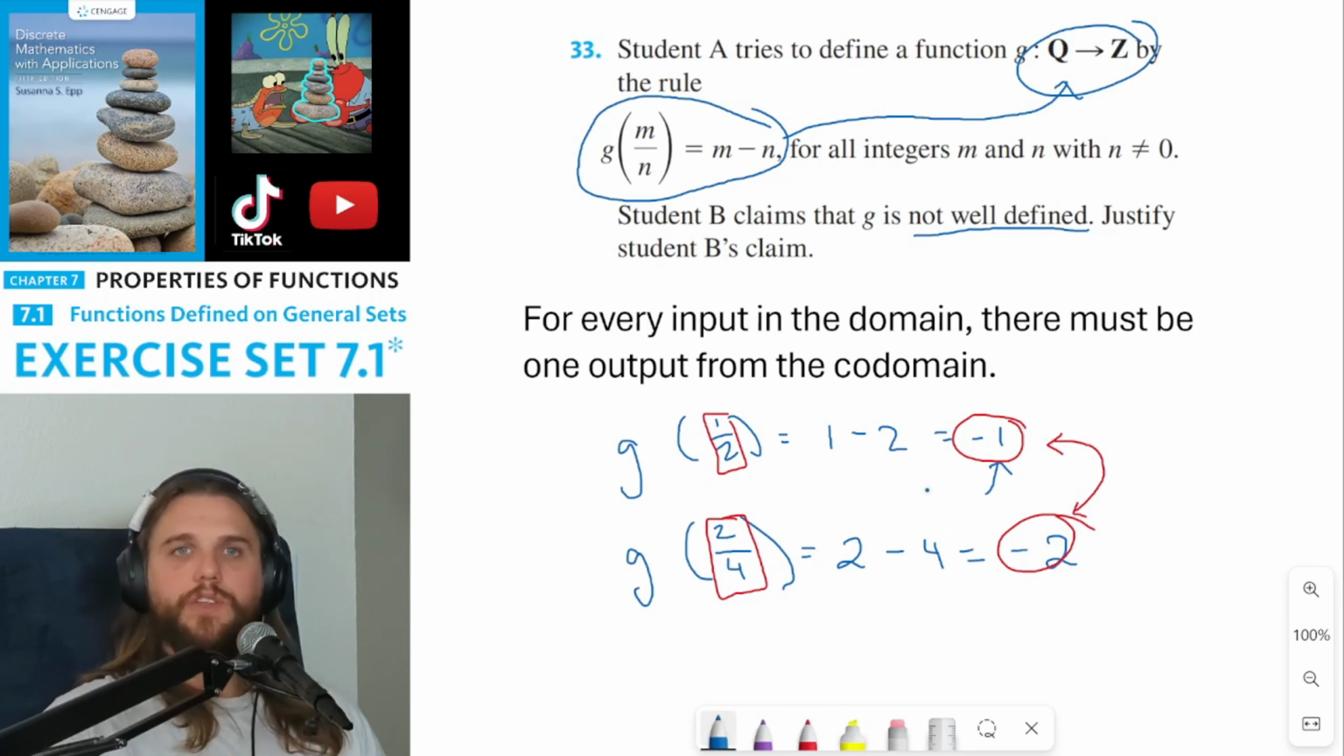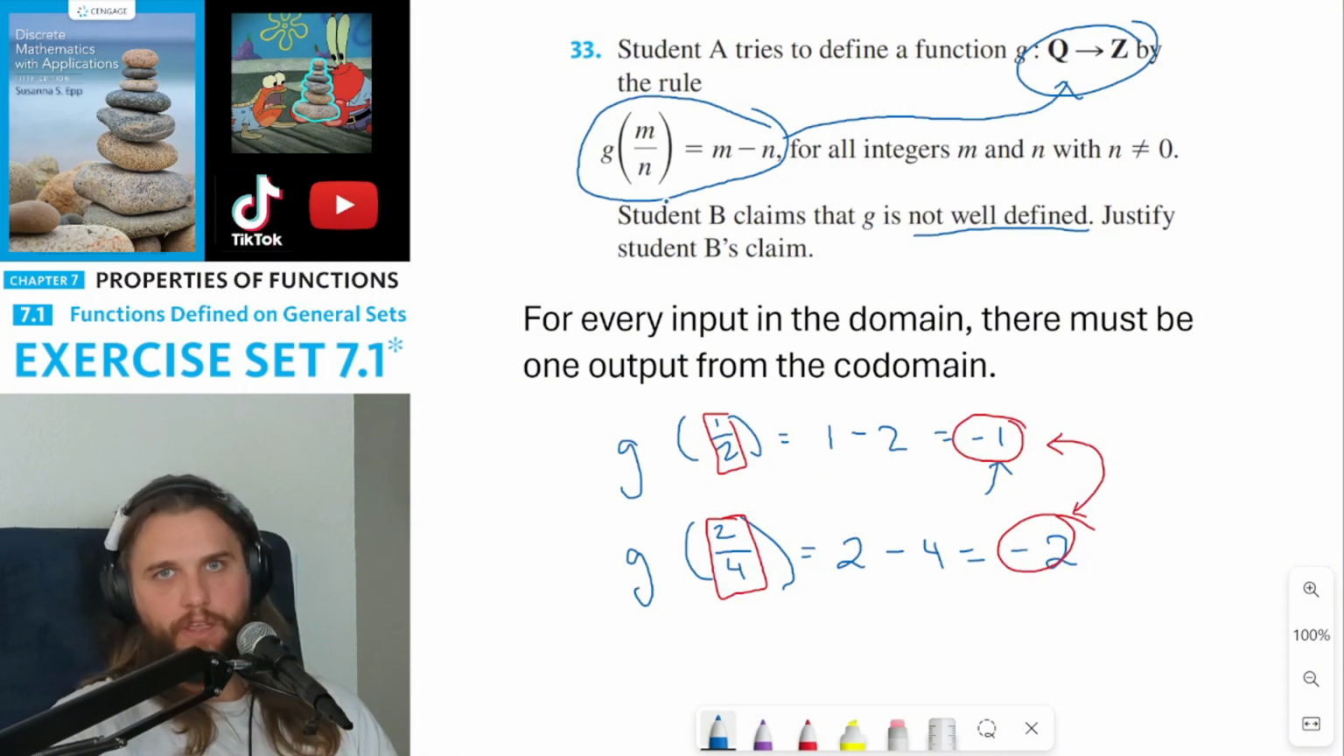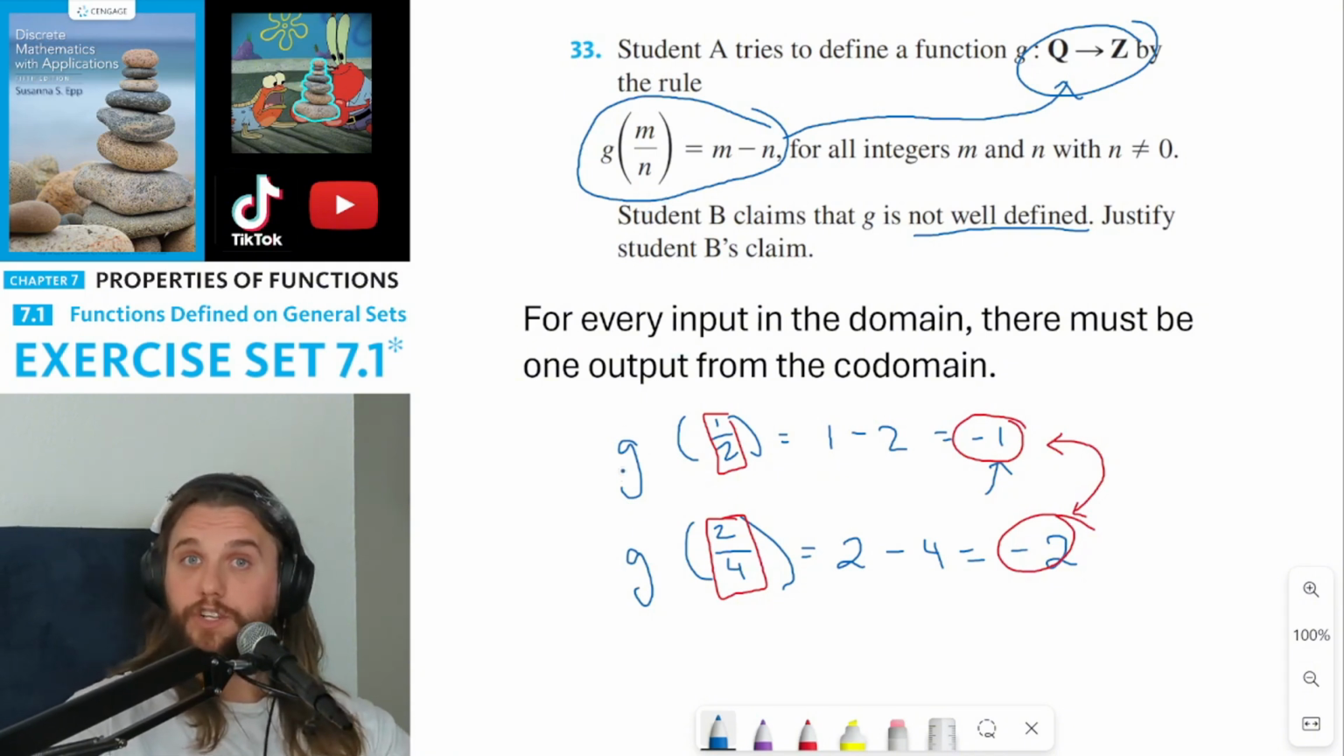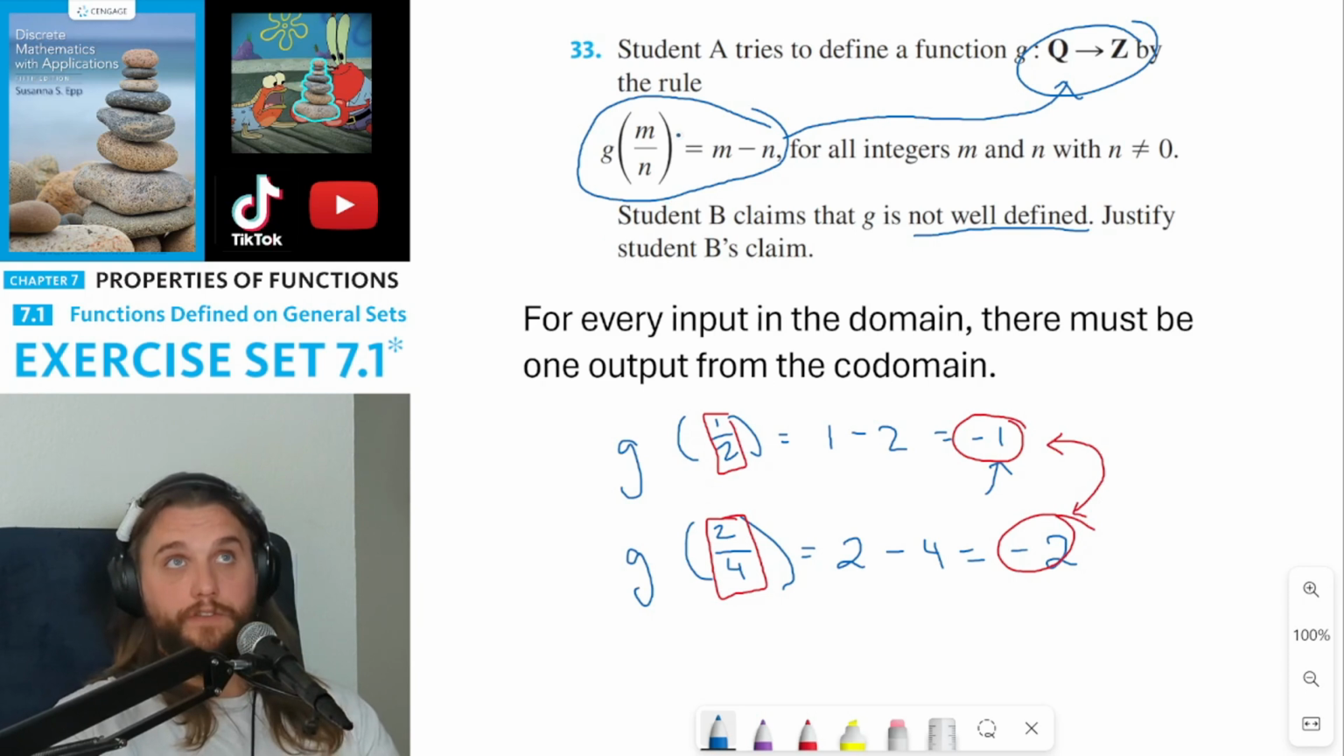And we can really do this with any fraction. You can take any fraction and write it in many different ways. And in order for this function to be well defined, the output has to be the same regardless of the representation of our input. There are some functions that have function definitions with this sort of representation of a fraction as the input that are well defined, but not this one.